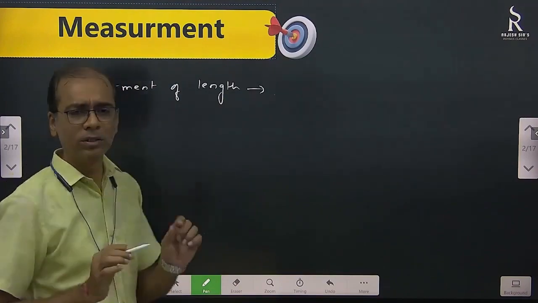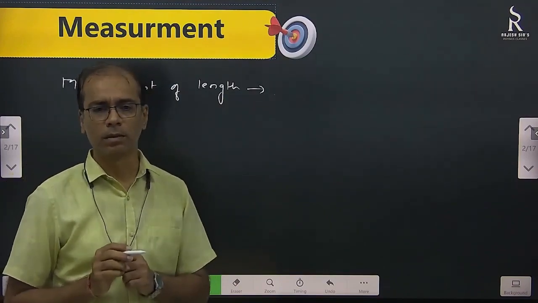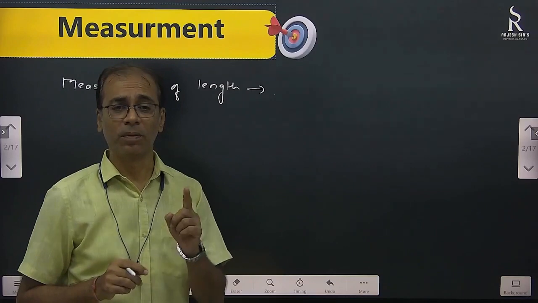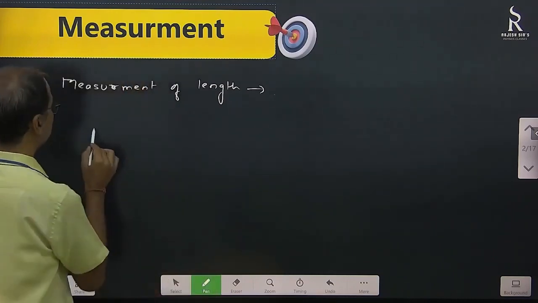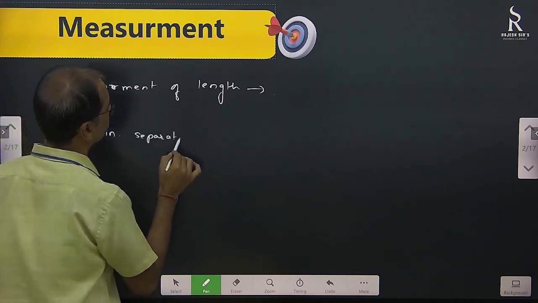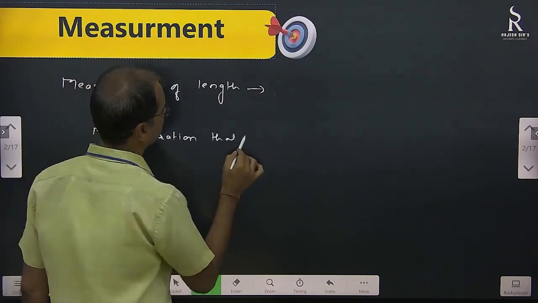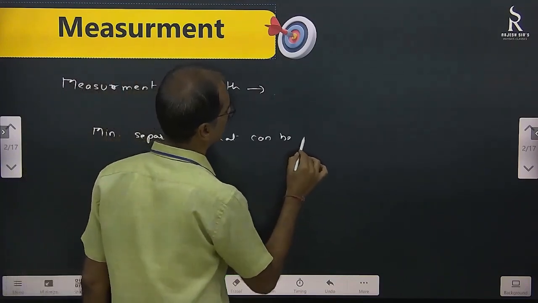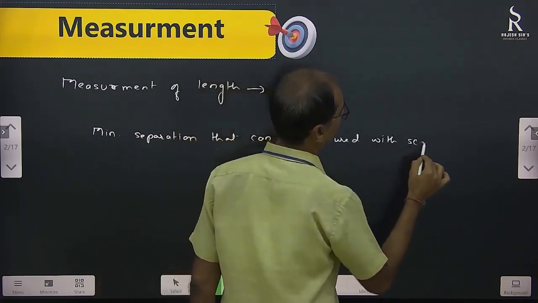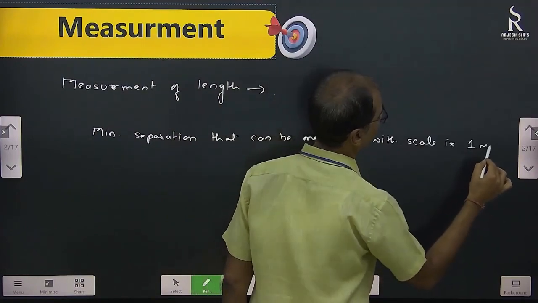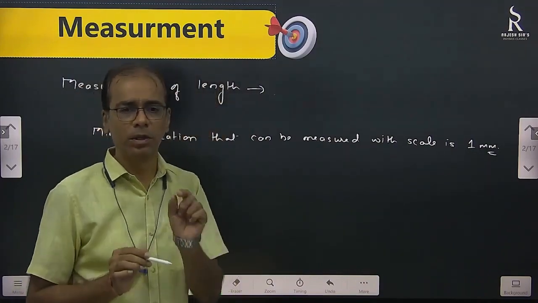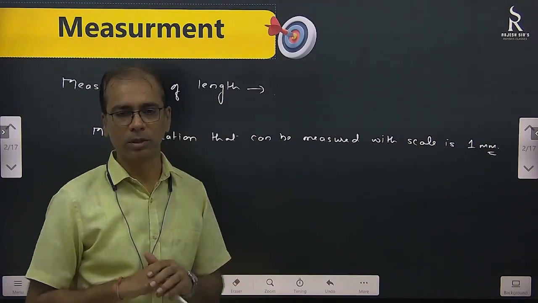And what is the minimum measurement we can do in a scale? The normal scale that you have when you draw, what is the minimum you can measure? Say 1 mm. The minimum separation or minimum distance that can be measured with a scale is 1 mm. Can we measure less than this? No, because the minimum separation between two graduations is only 1 mm. That much only we can measure.